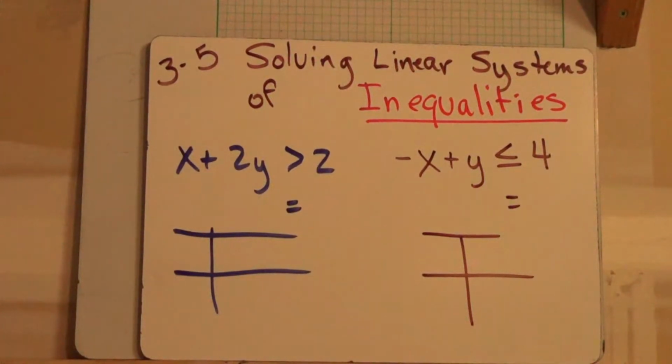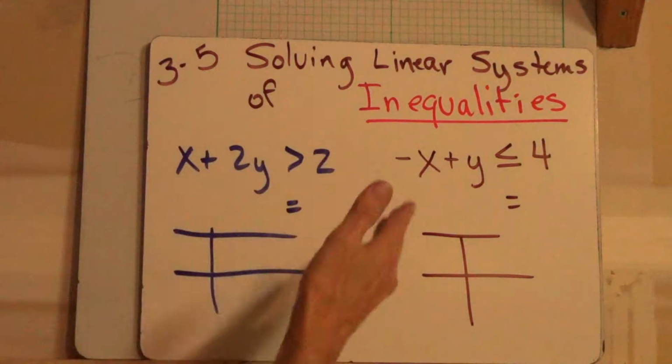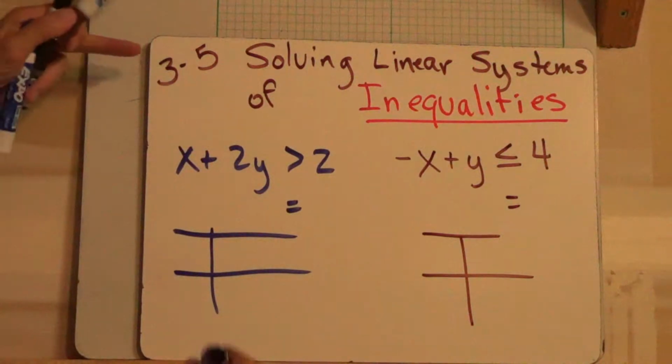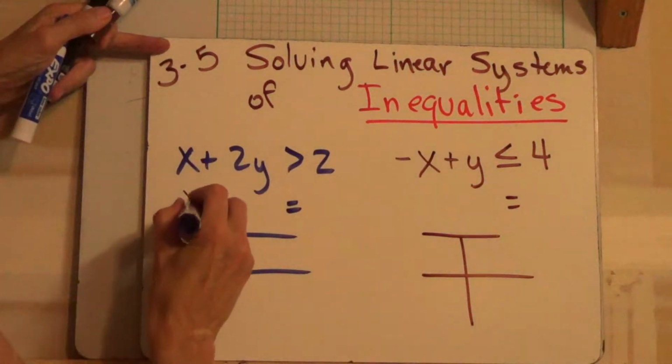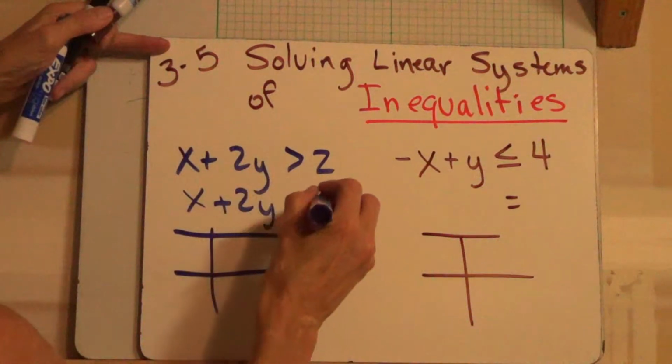Welcome, this is 3.5, solving linear systems of inequalities. This is a little bit different than what you've been doing. The only way to solve an inequality is to actually rewrite it as an equality and get it graphed. So we've done that before in graphing these, so we have x plus 2y equals 2.